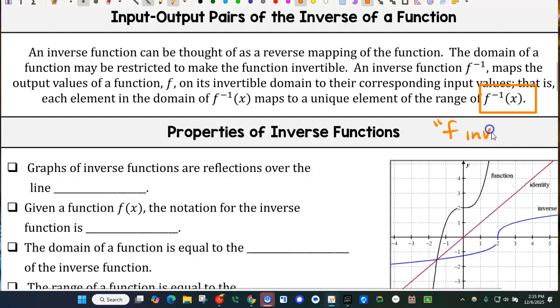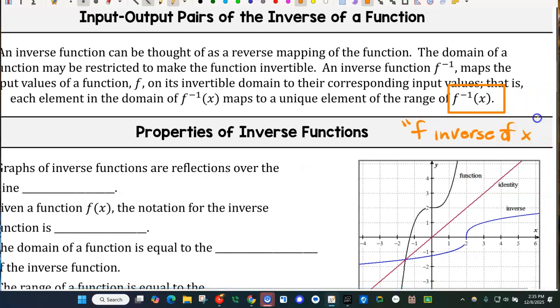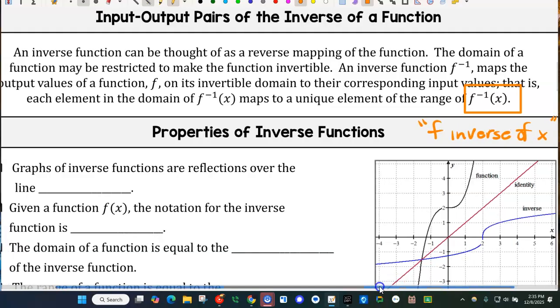So even though there's a -1 there, when you're speaking this, you don't say the -1. It says f inverse of x, which is just returning you to where you started. Think about the function as you flying someplace. The inverse function is just flying right back from where you started. So you land at the same place where you began.